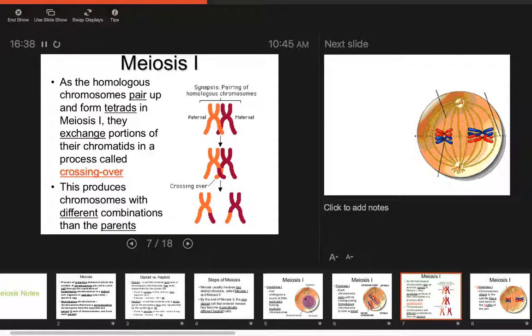And next time it happens, maybe they exchange up top, or maybe a little piece in the middle, or maybe a little piece right there, or maybe a little piece over here. So every time crossing over occurs, they can exchange at different little points. Is that cleared up a little bit? I think that image helps a little bit to see it. All right.